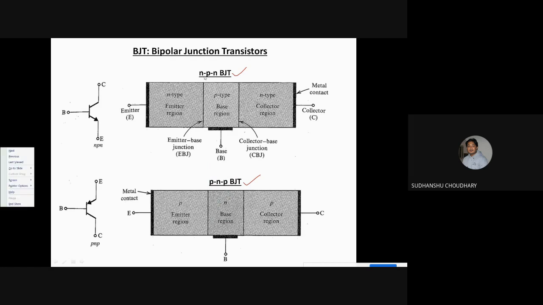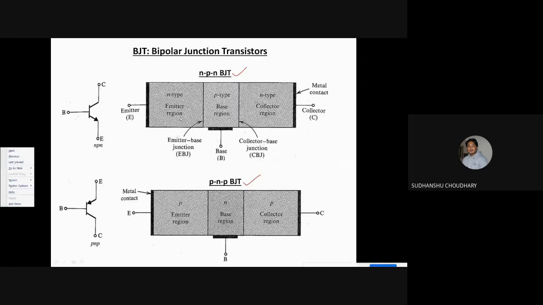NPN means you have an N-type region connected to a P-type region, which is then again connected to an N-type region. So this gives me an NPN structure. Similarly, a PNP has a P-type semiconductor connected to N-type, which in turn is connected to again a P-type semiconductor. So NPN and PNP, two types of BJTs are there.